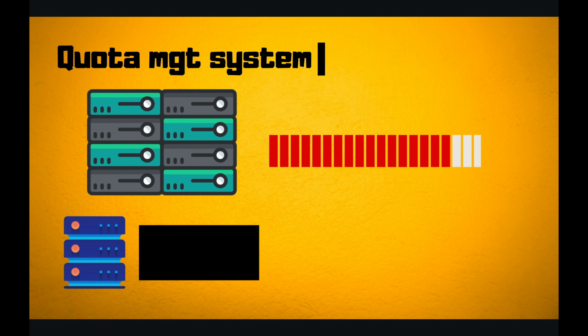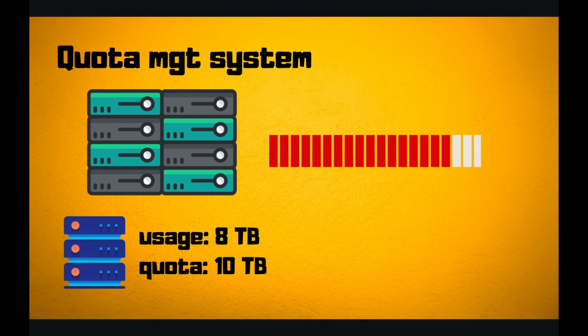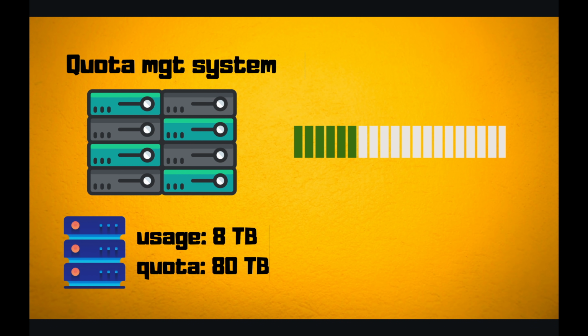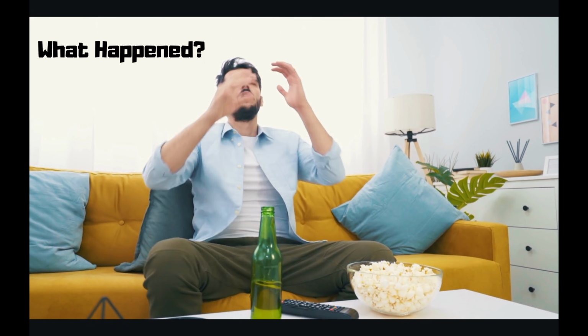The user ID service has a storage quota controlled by an automated quota management solution. When the storage usage of the service changes, the quota is maintained accordingly, either by reducing or increasing the quota based on the demand. So what exactly happened that caused this global outage?